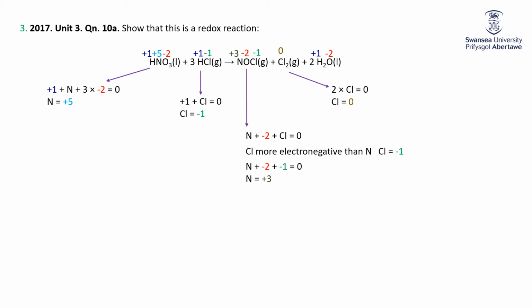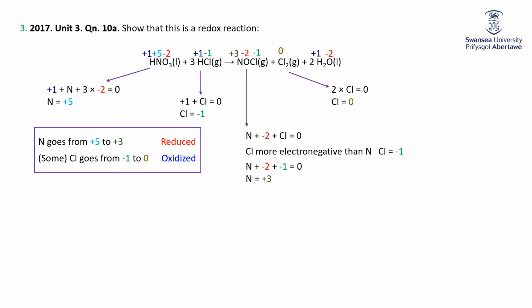So showing this is a redox reaction, let's have a look at what we got. Hydrogen all the way through is +1. Oxygen all the way through is -2. But the nitrogen goes from +5 to +3. Thus it is reduced. Oxidation state goes down, is reduced. And the chlorine, some of them go from -1, not to -1, that's boring, but from -1 to 0. So therefore some of the chlorines are oxidized. Thus it is a redox reaction.